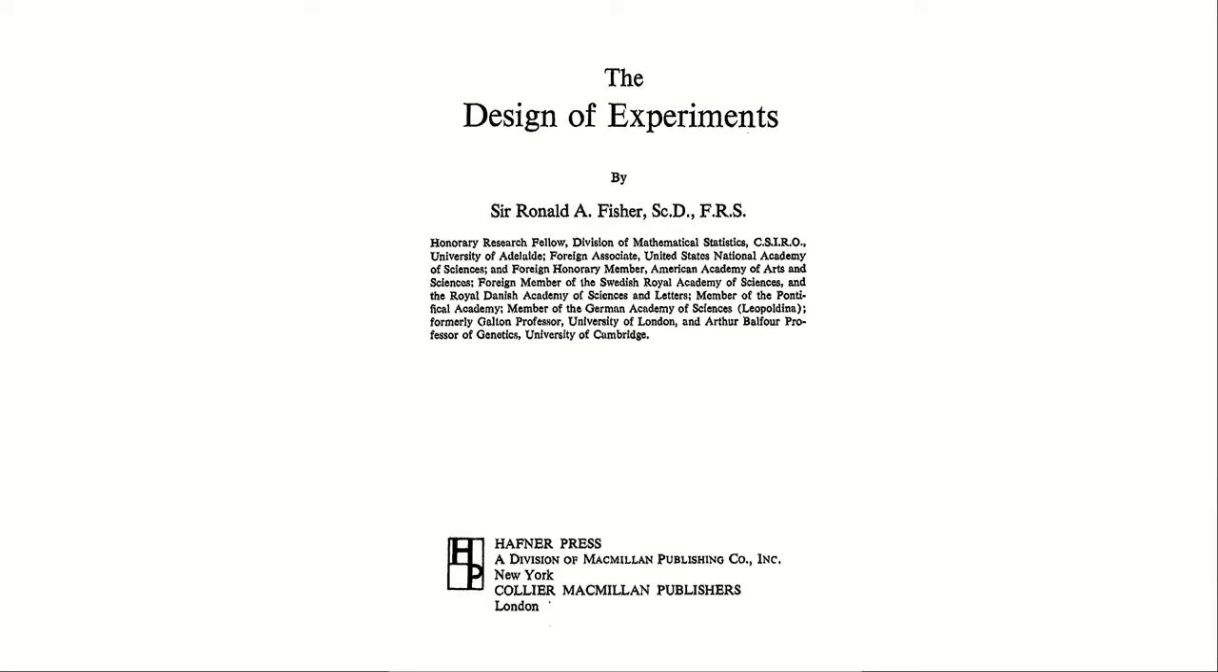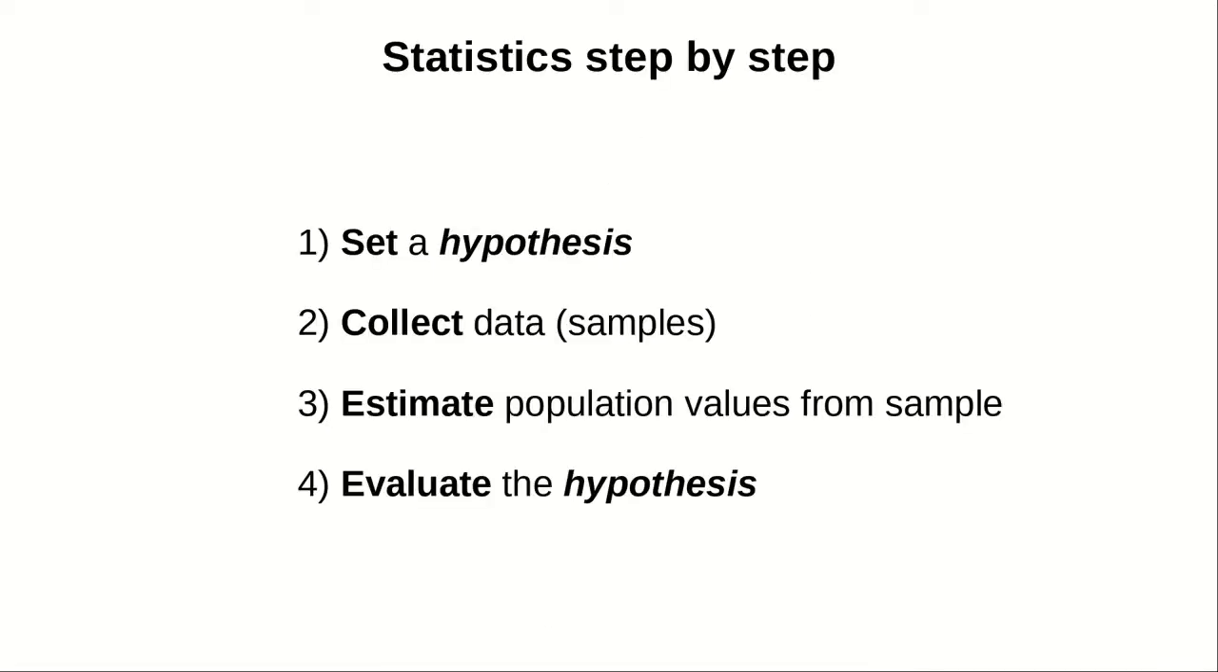The design of experiments is a very old concept. This book published by Ronald Fisher is about 100 years old, and the basics of the design of experiments are still the same, although with some variations. So how does it work? Well, the first step is to set a hypothesis. Remember, we just told you that we need hypotheses in science. Then we collect the data, which are the samples, then we estimate population values from the sample, and at the end, we evaluate the hypothesis. Let's revisit this step by step.